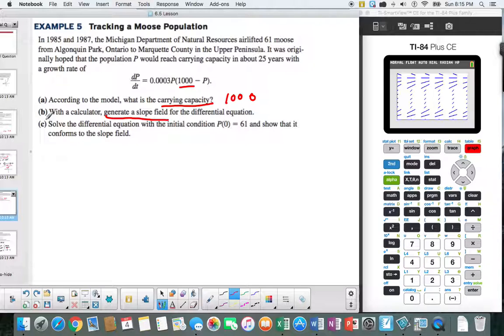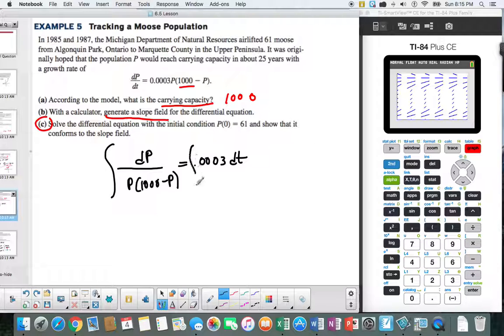All right, now the last part, and probably the most difficult, is for us to solve the differential equation. Now, to do that, we're going to have to use separation of variables. We're going to move all the P's to one side, and then we're going to move all the t's to the other side. I'm going to keep this constant here with the t's. And then I can go ahead and integrate both sides.